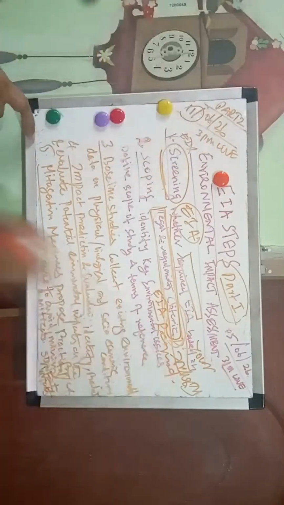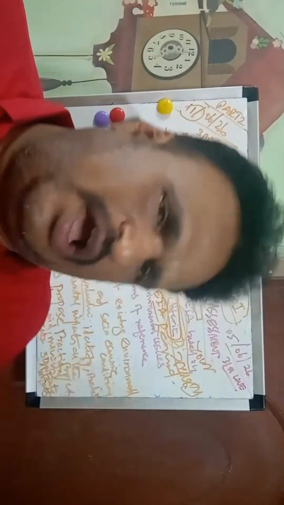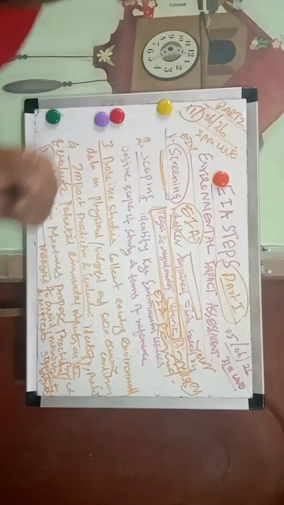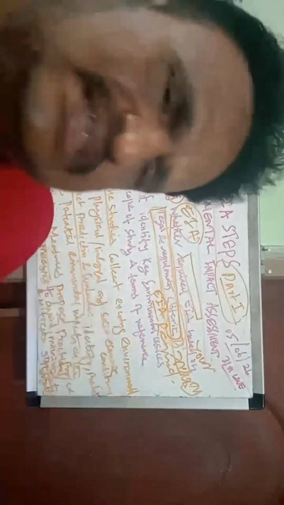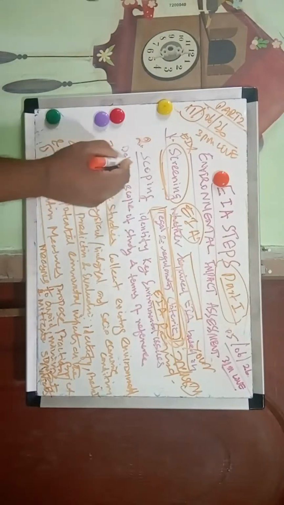So in that case, the scoping. The second part is scoping. So we are seeing steps 1, 2, 3, 4, 5. Today we are going to see the first 5 steps. Then on the 11th of June, we are going to see the next 5 steps. So the first one is screening, then the second one is scoping.